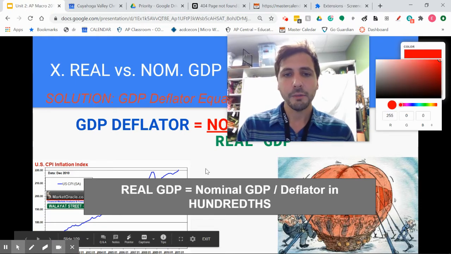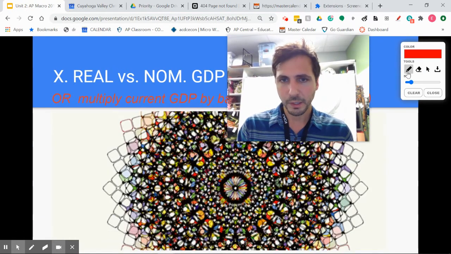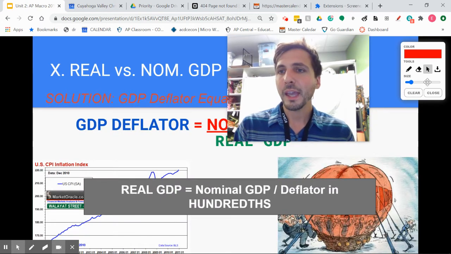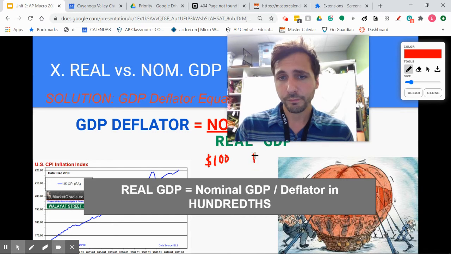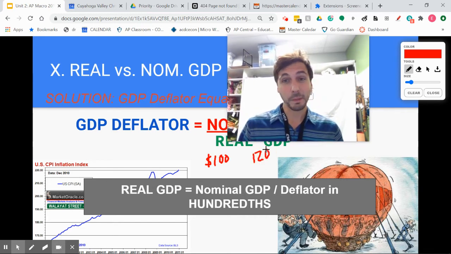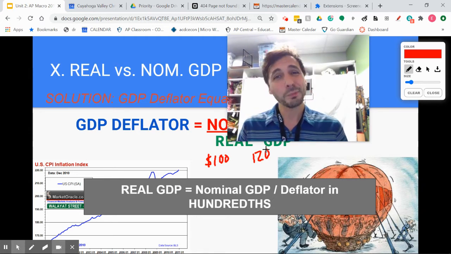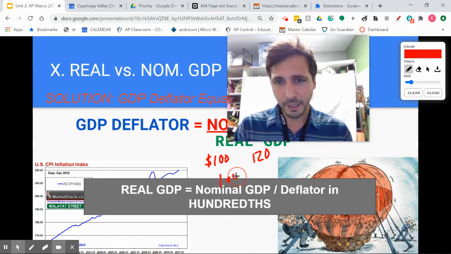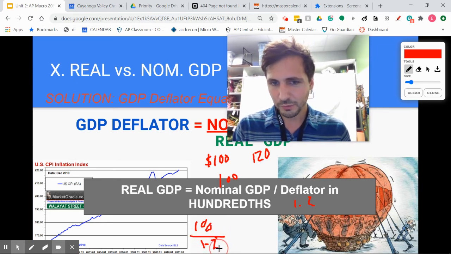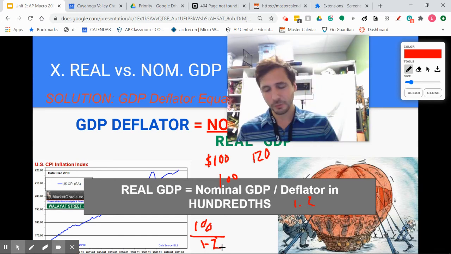Let's try this out. If my nominal GDP is $100, and my CPI is 120, meaning since the base year, my prices have risen by 20%. What's going to happen? Well, I'm going to have to deflate this number to get real GDP. So I just plug this in. My nominal GDP, 100, divided by my deflator in the hundreds, which is 1.2. So it's going to be 100 divided by 1.2, and that will kick out my real GDP. So you just find your CPI, divide by it in hundreds. So you move that decimal over 2.